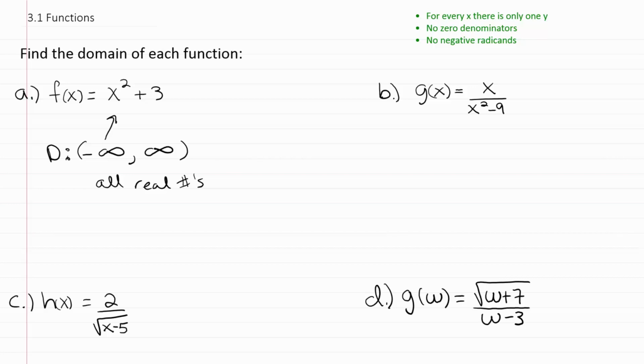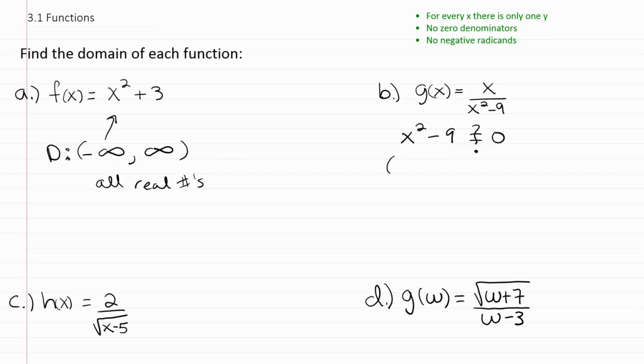All right, let's look at example B though. With example B, we do have a fraction, right? And because we have a fraction, we have to be concerned if that denominator should ever become 0. So we want to worry about that. So what we want to do is say, well, when would this be equal to 0? When is that equal to 0? That's our question, right? Okay, well, let's figure that out.